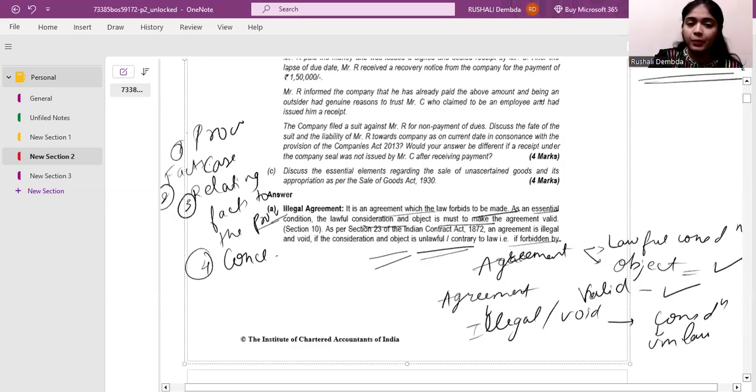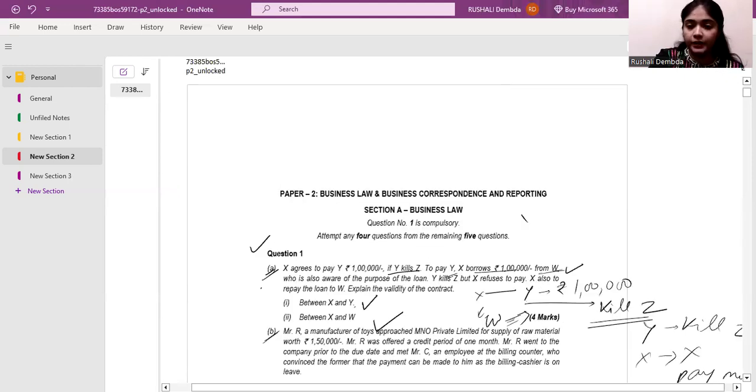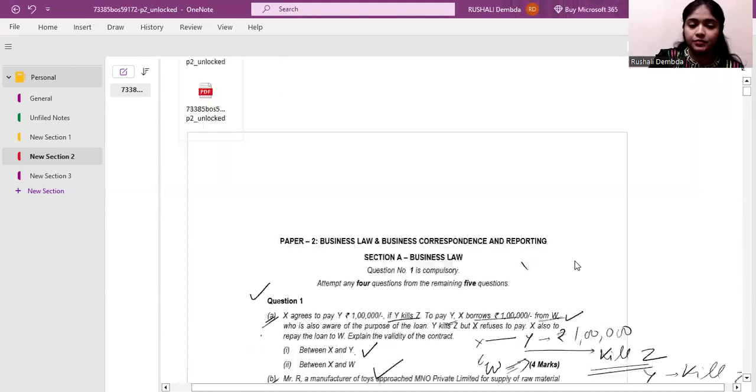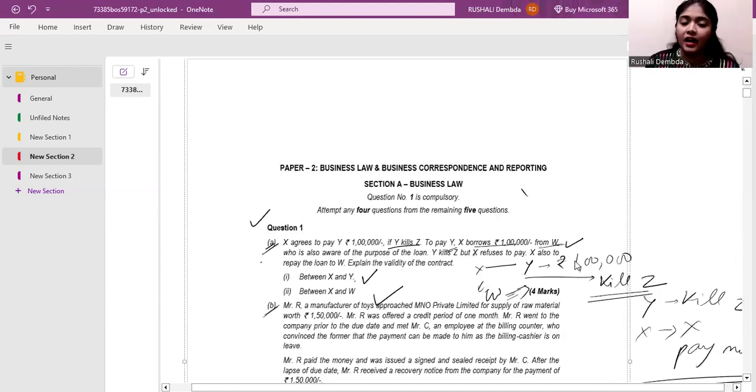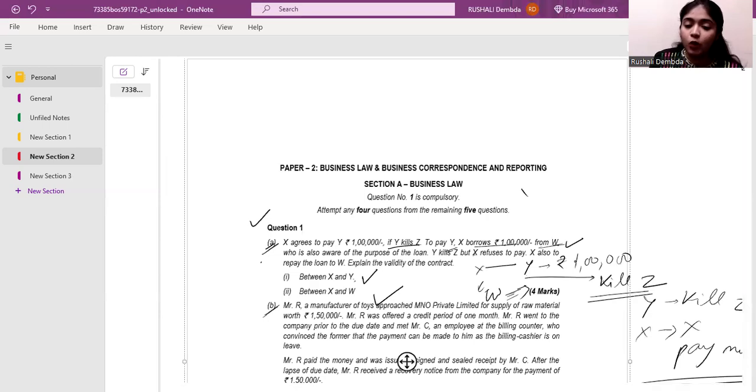We'll take one more example, question number 1B. Now, 1B says, Mr. R, a manufacturer of toys, approached MNO to supply raw material. R approached MNO to supply raw material worth rupees 1,50,000, and R was offered a credit period of 1 month. R went to the company prior to the due date and met Mr. C.